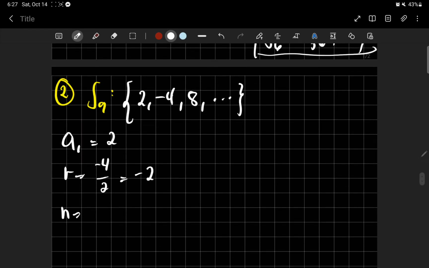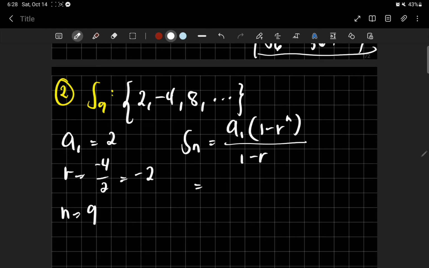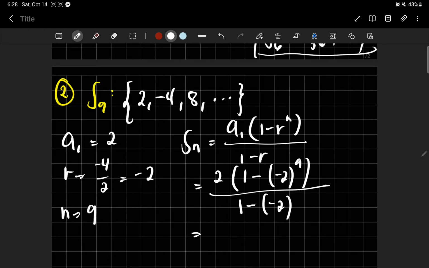Our n, ilang terms ba yung kailangan kuhaan ng sum? That is 9. And using the formula, S sub n is equal to a sub 1 times 1 minus r raised to n over 1 minus r. Substitute the given. So you have here 2 times 1 minus the common ratio of negative 2 raised to 9 over 1 minus negative 2. Okay, so negative 2 raised to 9, that is negative 512.